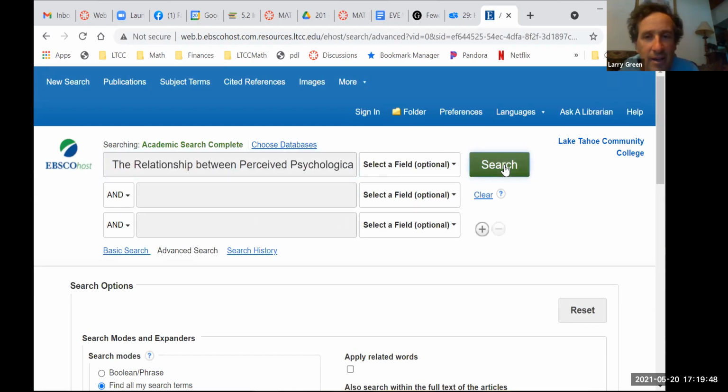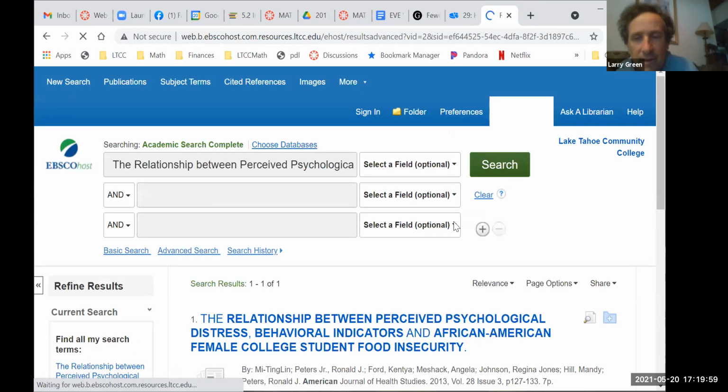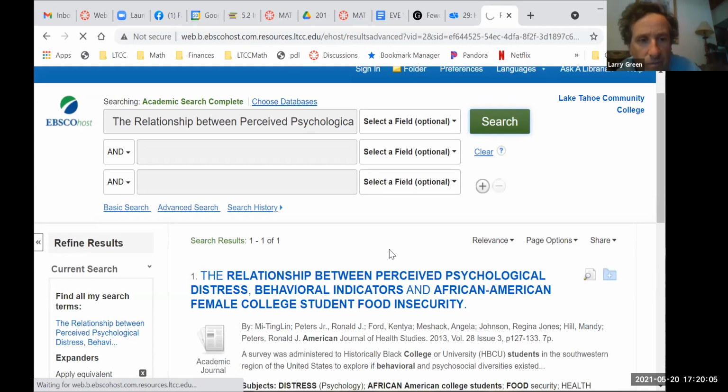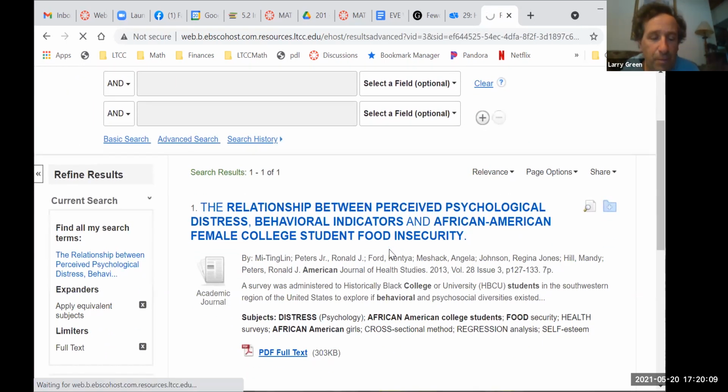And this is the title. I'm just going to show you how to search for something. I want to show you what articles look like. What does research look like? There we go. And if I hit full PDF full text, I can actually read the article.